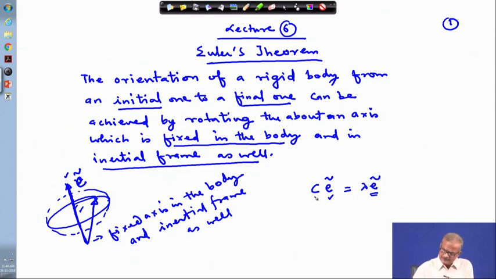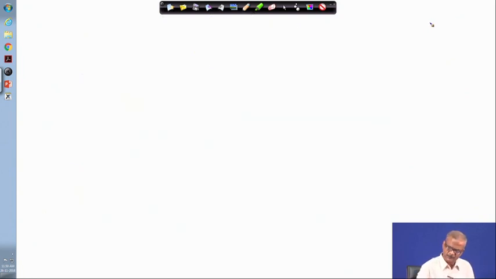But for C to be a rotation matrix, we have already looked into the fact that it should satisfy certain properties, and we will look into that here as well. However, lambda needs to be 1. However, lambda equals 1. If this property is satisfied, then our job is done. So, let us state it formally.